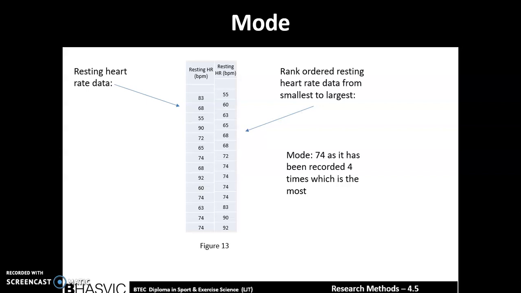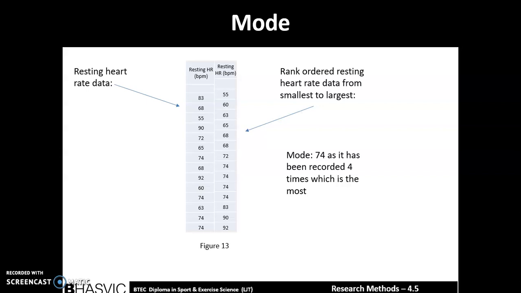Following on from this, the researcher must then count how many times each of the values appears in this format. For instance, in Figure 13, the result of 68 appears twice, and therefore the researcher will record the fact that this particular value has been recorded 2 times. However, in this case, the value that appears the most amount of times is 74 bpm, and consequently acts as the mode for this study. This allows the researcher to now describe the data in a way that portrays the most common value.